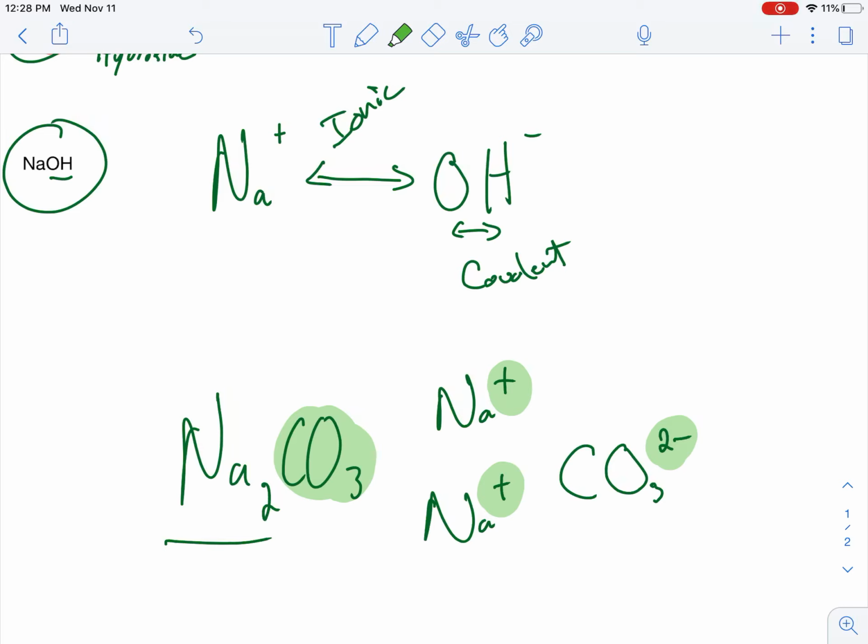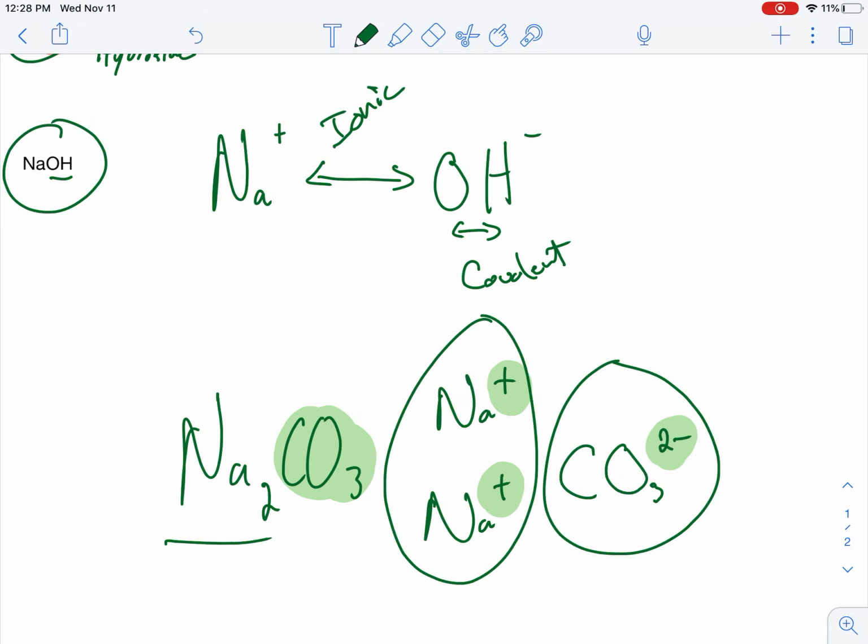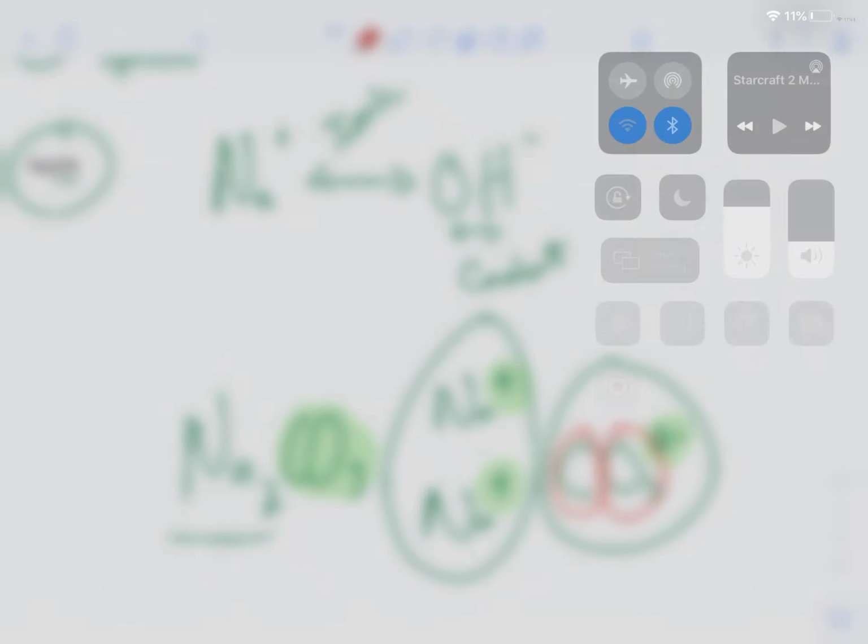That would be a combination of both ionic and covalent bonds. So you have an ionic bond between your sodiums and your carbonate, and then you have a covalent bond between the carbons and the oxygens seen here. Kind of neat.